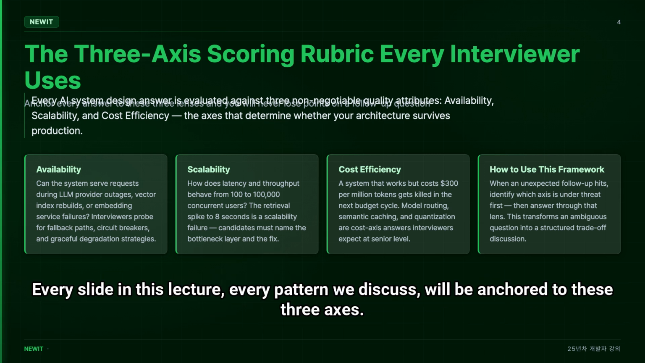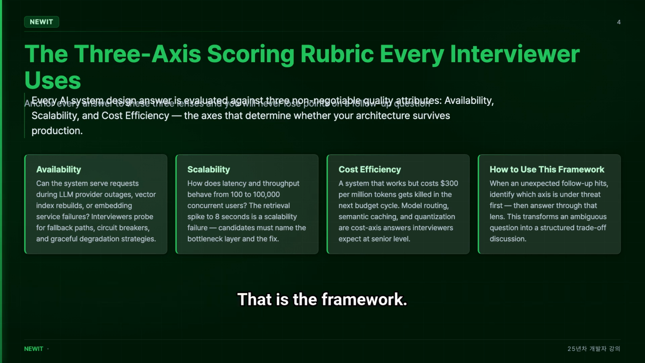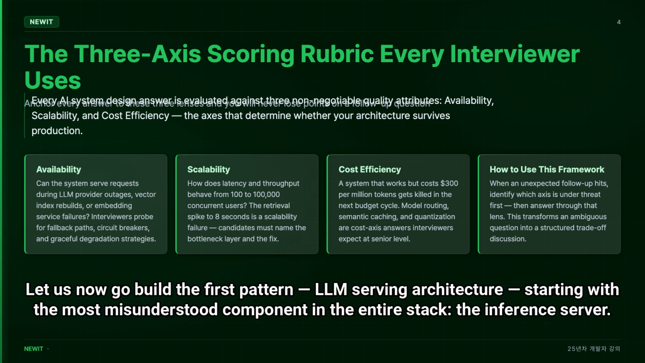Every slide in this lecture, every pattern we discuss, will be anchored to these 3 axes. When you sit in that interview room and the interviewer asks a follow-up you did not anticipate, you now have a structured lens. Ask yourself which of these 3 quality attributes is under threat, and answer through that lens. That is the framework. Let us now go build the first pattern, LLM serving architecture, starting with the most misunderstood component in the entire stack, the inference server.